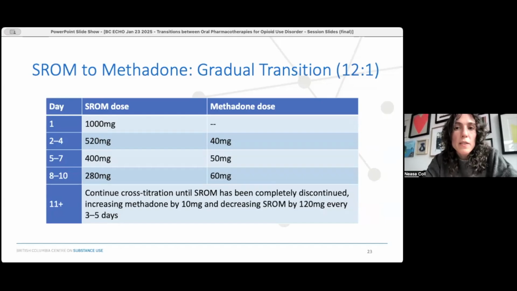What you're then doing is titrating the methadone per usual protocols, which is every 3 to 5 days, and reducing your SROM by the increase in your methadone dose. So if you're increasing methadone by 10 milligrams, you multiply that by 12, you get 120, and you reduce your SROM by that amount. Essentially, this cross titration continues until your SROM is discontinued, and then you can continue titrating your single agent methadone.